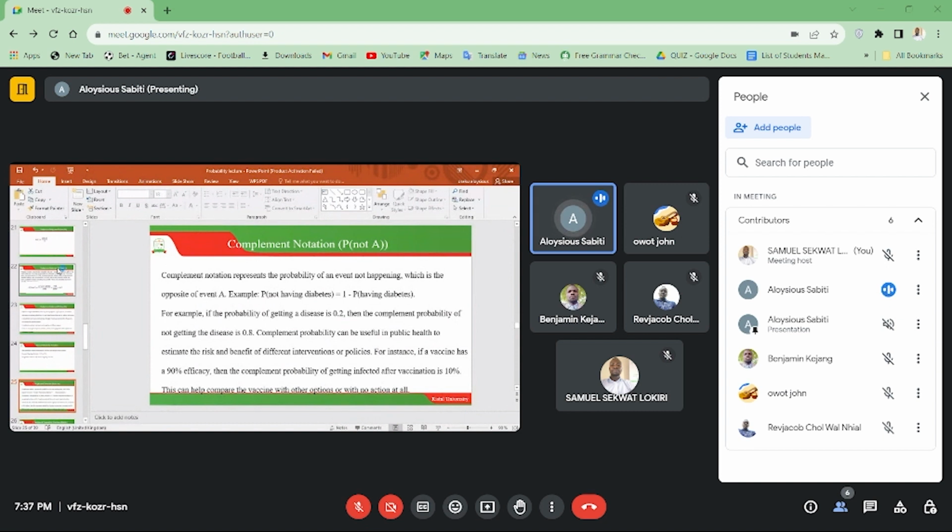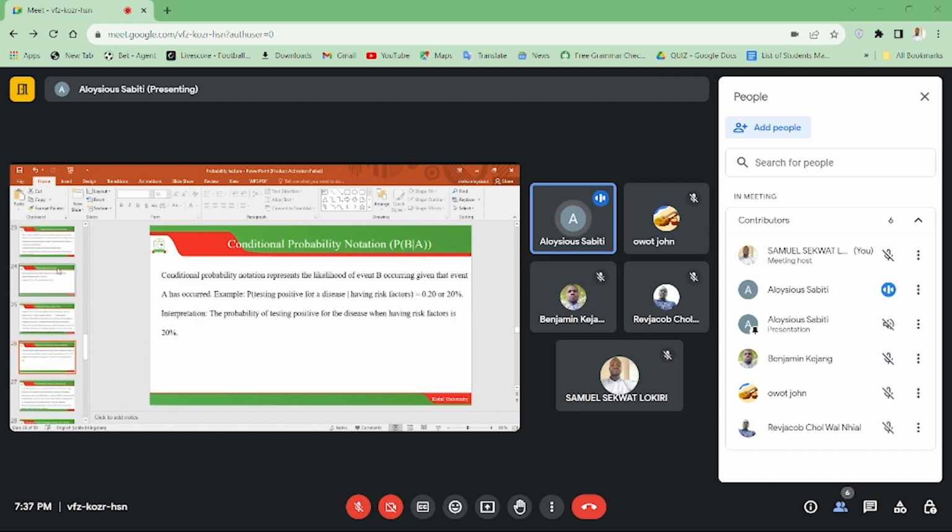So this aspect of complementary notation, not only but generally probability, is very important in trying to understand interventions and policy, but also to try and understand behavior of communities towards particular interventions.